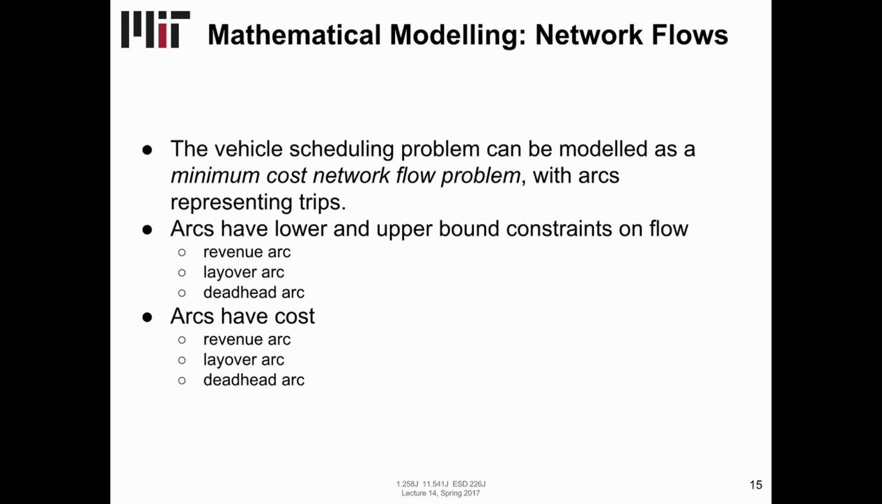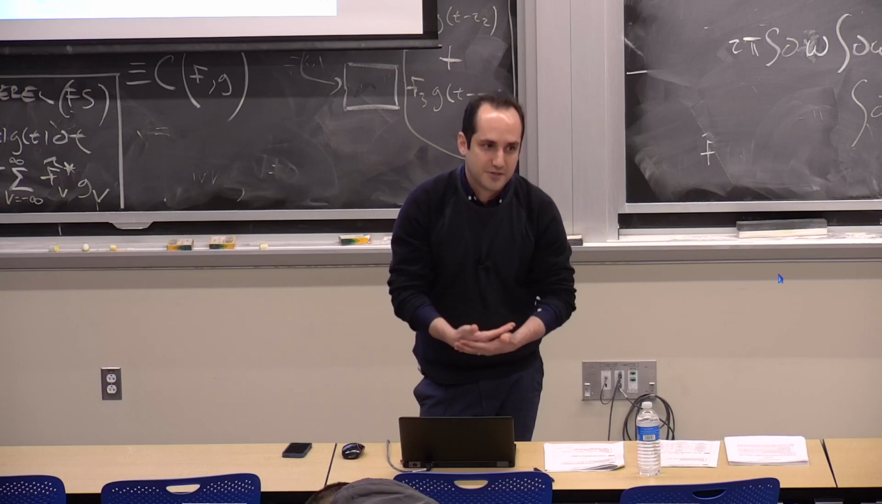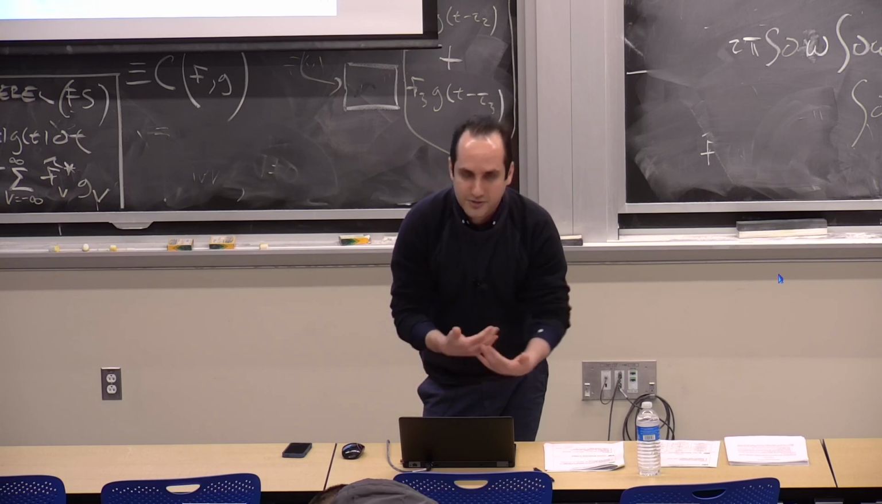Revenue arcs have a given amount of cost depending on the time that they take to make the trip, and so on and so forth. Layover arcs, depending on how much time they take, and deadhead arcs, depending on how much time they take and how much mileage they require to travel the vehicles. However, what's interesting is that the reverse arcs have costs of 0 because it's not relevant. We eventually would have to deliver those revenue arc services, so it's a constant in the optimization problem. We might as well just remove them.